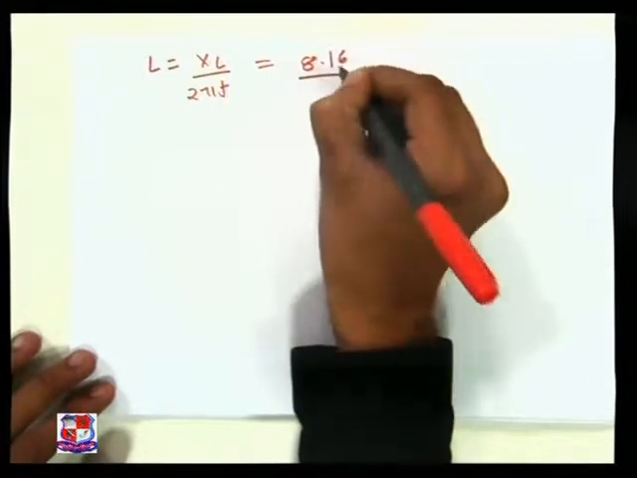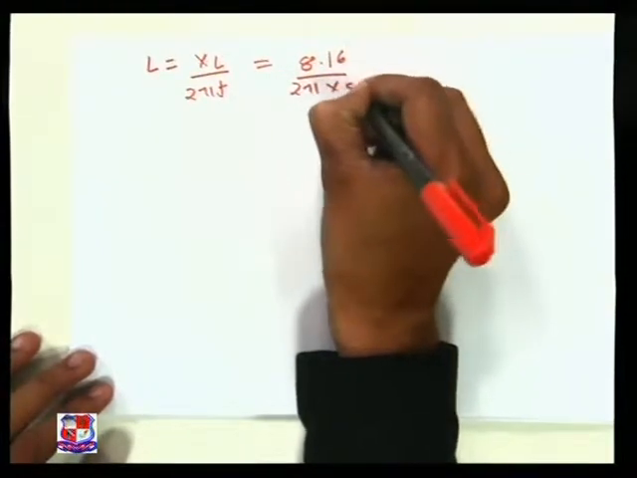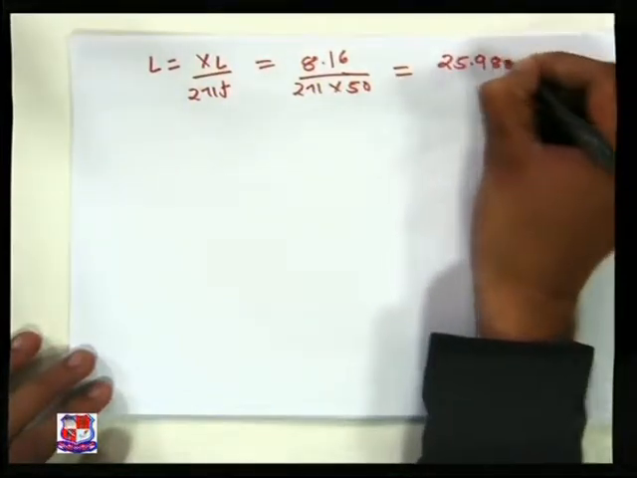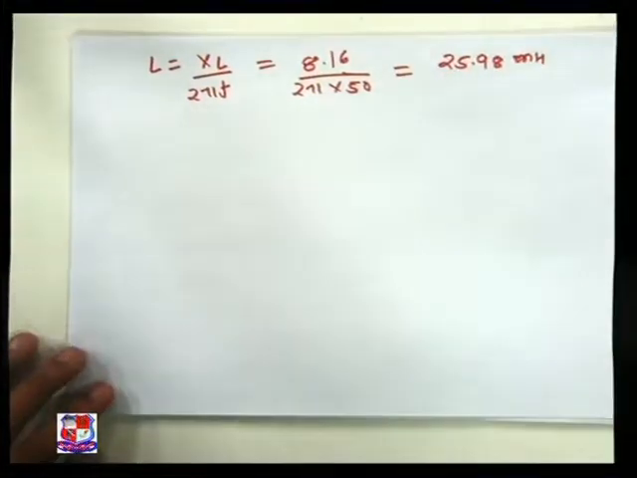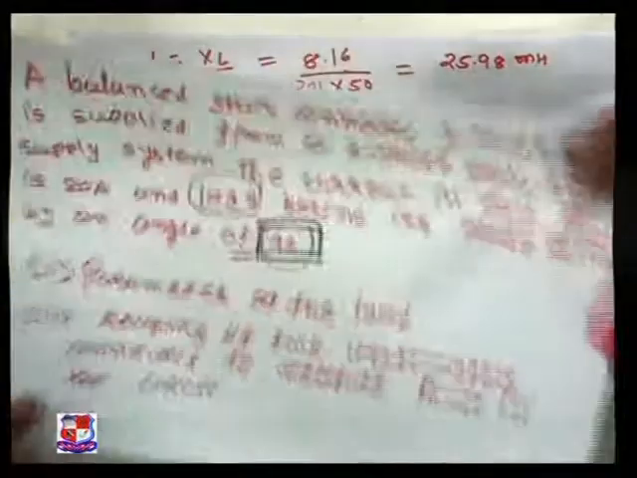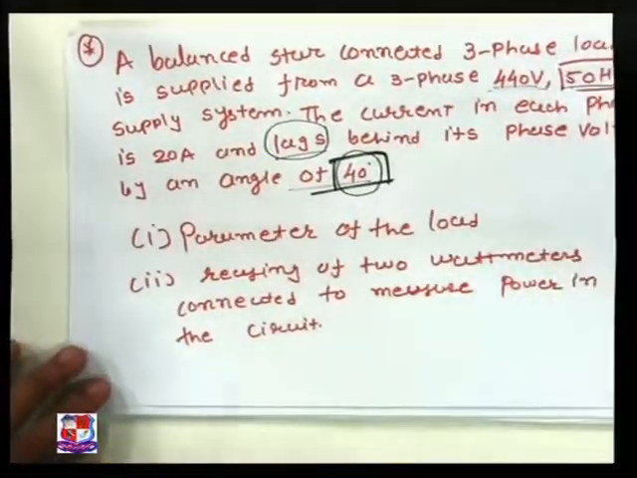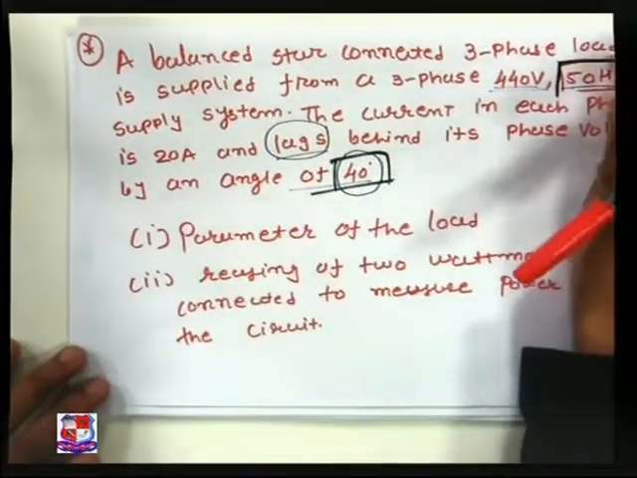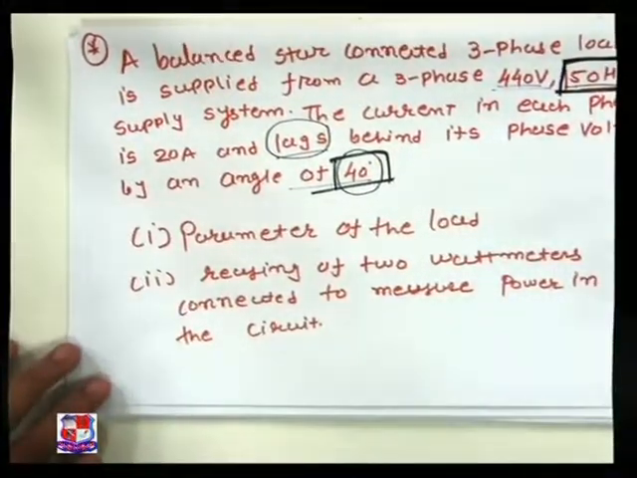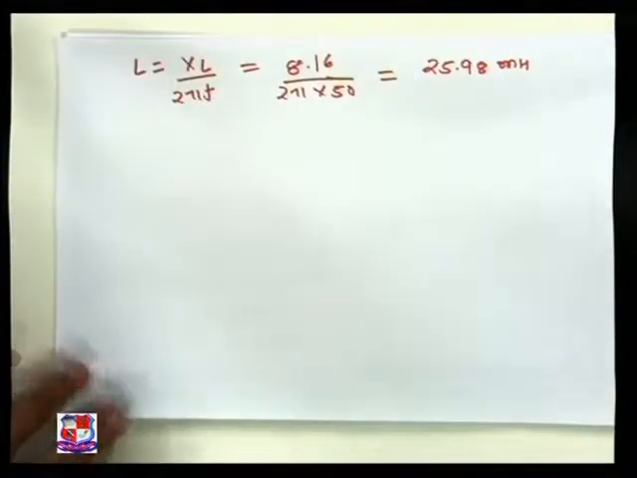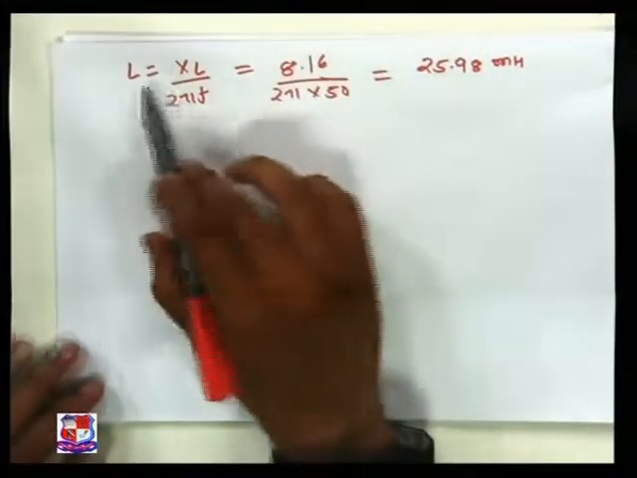Then 2 pi f into L, where in our example we give f, the frequency, as 50 hertz. So I take f equal to 50 hertz, and we get the value of L.